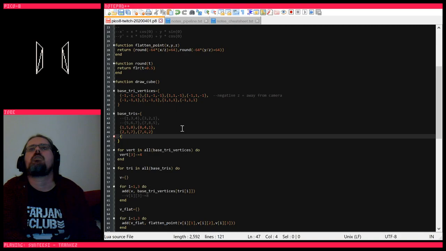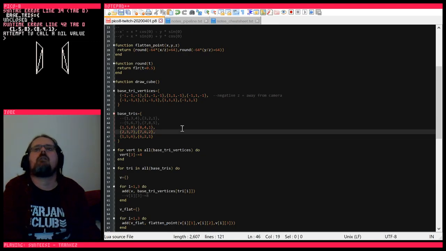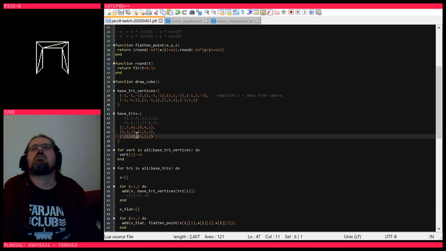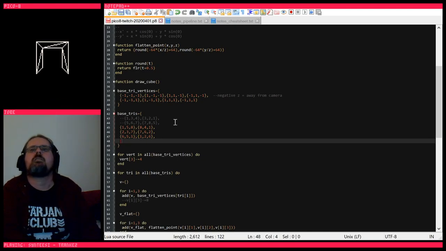So starting with the front face, no, actually starting with the back face, it's going to be 1, 5, 6 and 6 to 1. Oh, I forgot a comma. And that's actually the top face, so we already know that it's not going to be clockwise. So let's change the order. Wait a second, 1, 2, 6. Yeah, and then the bottom face, which is the other, so 3 and 4 and 7 and 8.